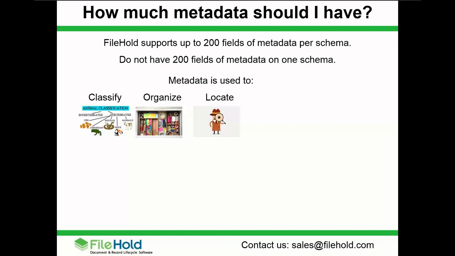I'm looking for invoices. That's a schema. I'm looking for invoices from company X. That's a metadata field. It helps me locate those. We can file them. FileHold has an auto-filing rule that can be applied against a document, so we can use the metadata to determine where the document's going to live in the system. Without that, the user would have to manually put the document into there, and that saves a lot of work.